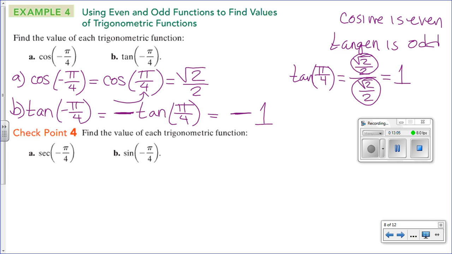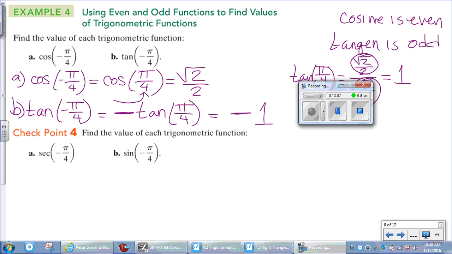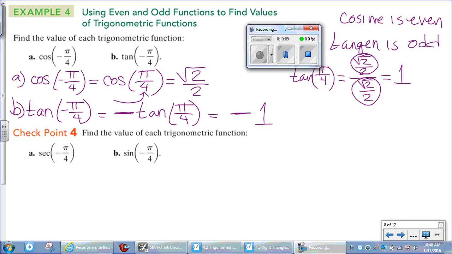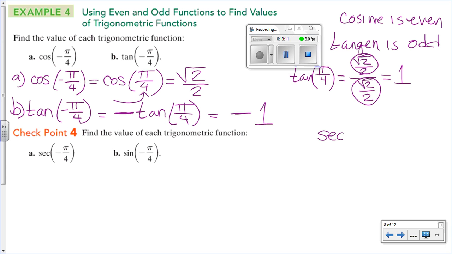Okay, so now I want you guys to work on checkpoint 4, and I want you to consider the following. Secant is even. That means it's going to be the same as the secant of pi over 4. And then sine is odd. So you will have to use the opposite of sine of pi over 4.